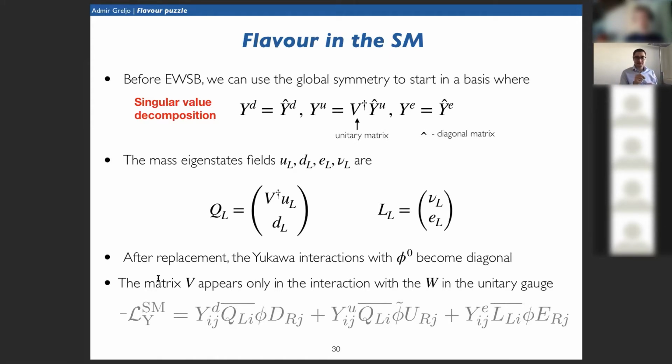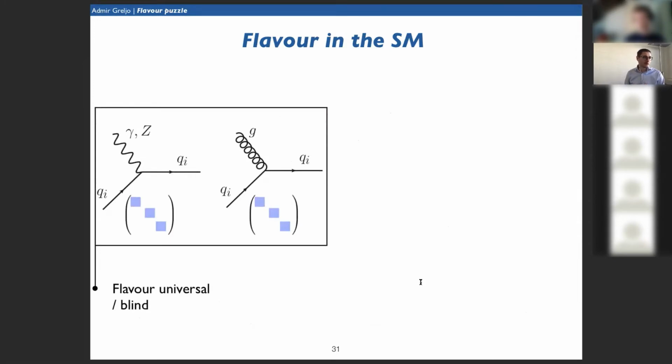But we have to do the same replacement everywhere else in the standard model Lagrangian, in the kinetic term in particular. The only place where this unitary matrix appears is in the interaction with the W boson. In particular, interactions of the photon, the Z and the gluon are flavor blind. V does not enter in these interactions, and the delta ij means it is proportional to the unit matrix in flavor space.